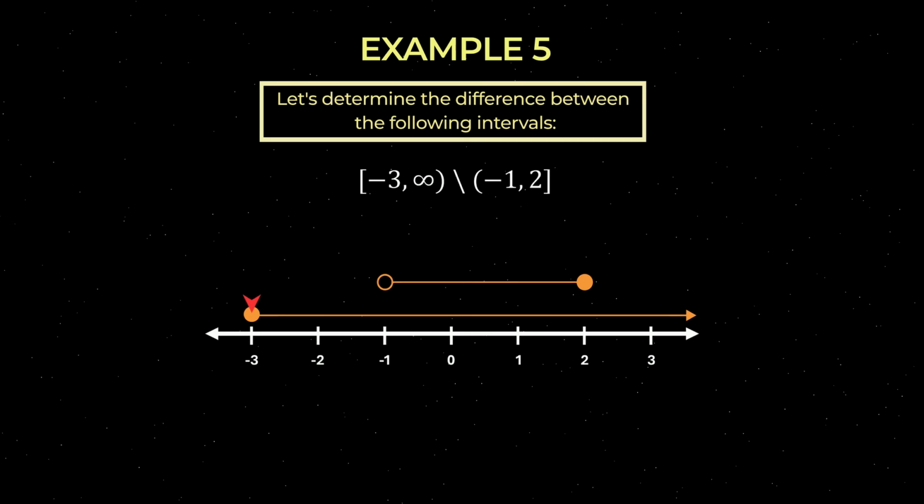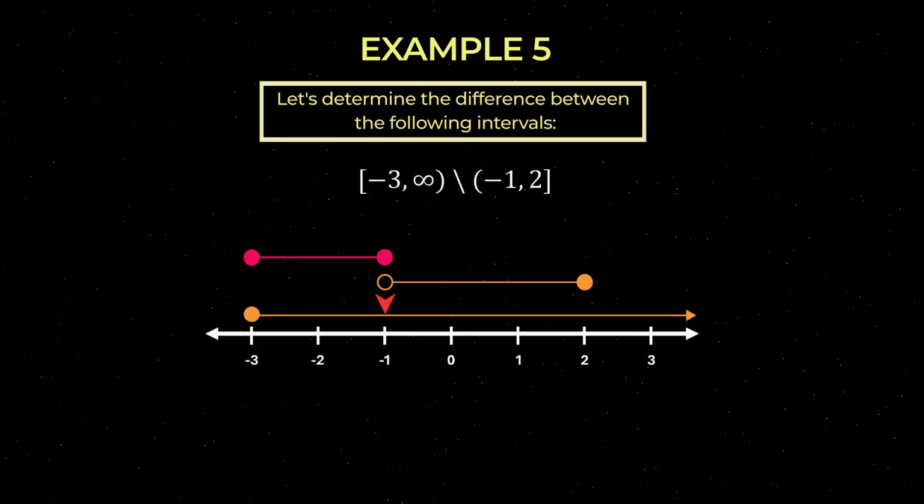As you can see, the number -3 is present in the first interval but not in the second, and so we begin to create a new interval with this number included. Now, the infinitely many real numbers between -3 and -1 are also present in the first interval but not in the second, as is the number -1, and so we also include these numbers in the new interval.